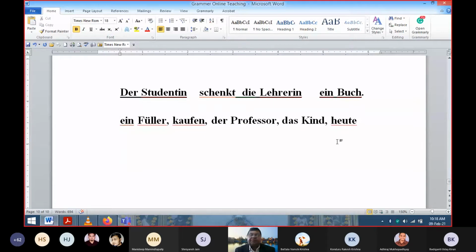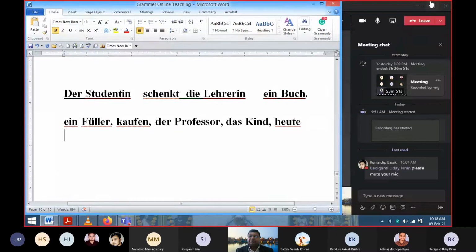Everybody should make a sentence by making necessary changes with the article form and the verb form, and properly replace the words and make a meaningful sentence. You all should try. Then I will ask some of you.